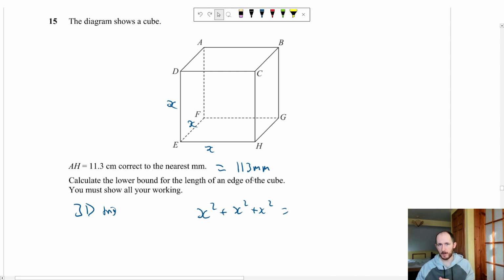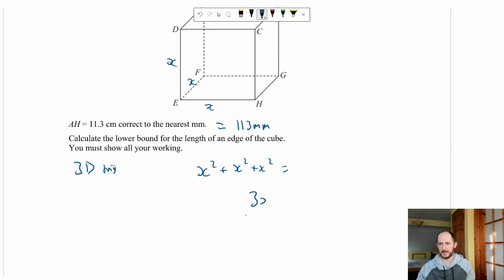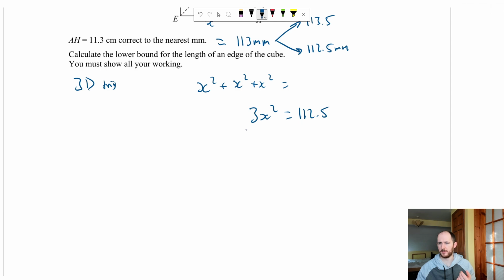Now if we want the lower bound, we're going to be rearranging this, of course, because we have 3x squared equals some number. So we're going to be dividing and then square rooting it. If we want the lower bound, that means we want to take the lower bound of the length AH. And again, if you want to do the upper and lower bounds, all you need to do is add or minus 0.5. So that would be 113.5 for the upper bound and 112.5 for the lower bound. So that equals 112.5. Divide both sides by 3 and square root.